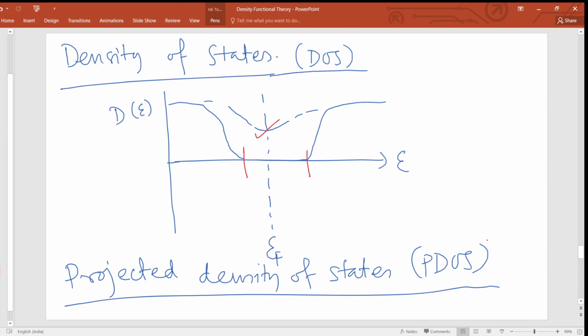You can also know something called the projected density of states, which means that, let's say, in your material you have certain elements, two or three elements present, and which of these orbitals are contributing what percentage of this density of states at a given energy. Okay, so these individual contributions at a given energy value are determined by this quantity called PDOS, or projected density of states.